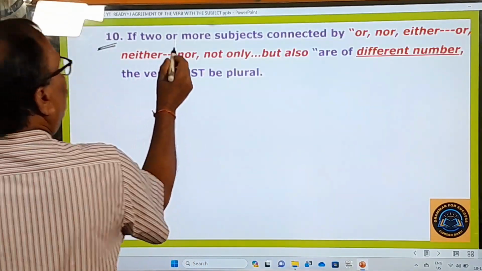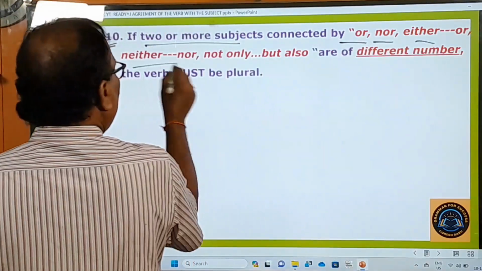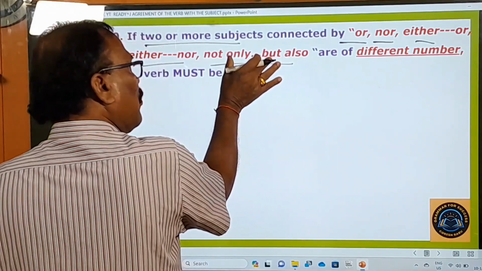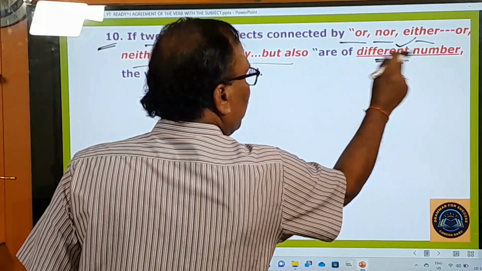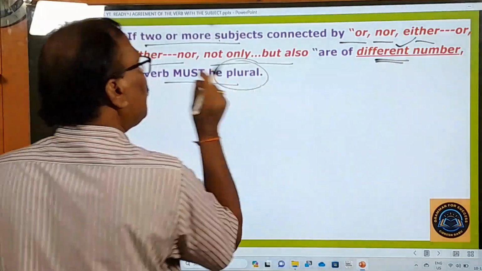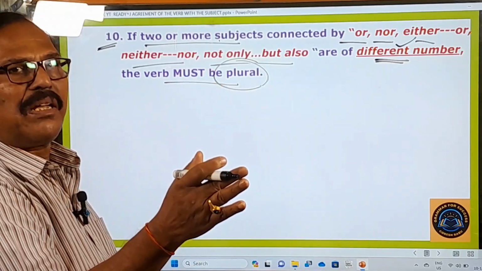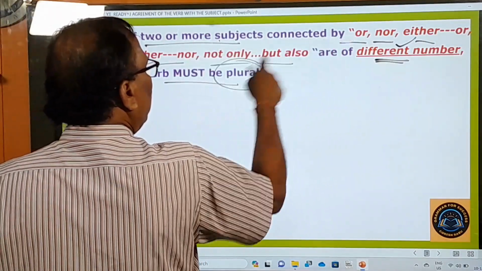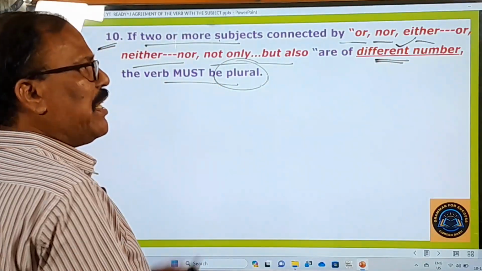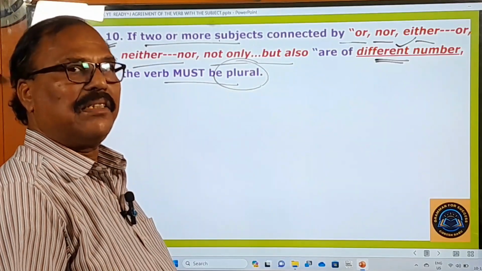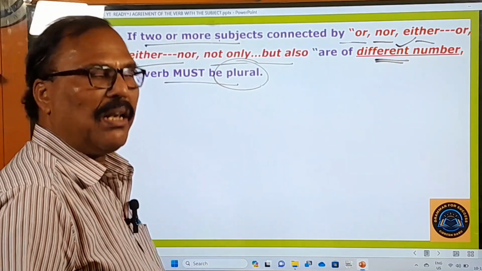10th one is here. If two or more subjects connected by or, nor, either or, neither nor, not only but also, this is additionally included in this rule, are of different number, very, very important. Remember this different number, the verb must be plural. Different number means singular number, plural number. When the subjects connected by these conjunctions are of different number, that means one is singular, one is plural, then the verb must be only in the plural, right?